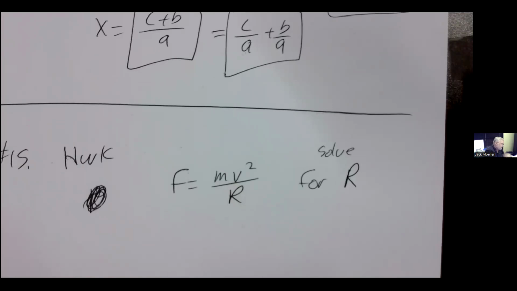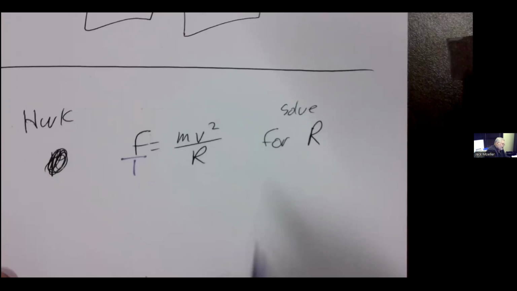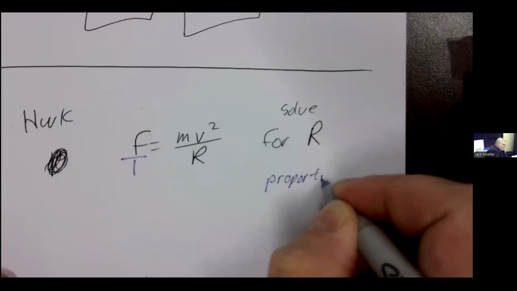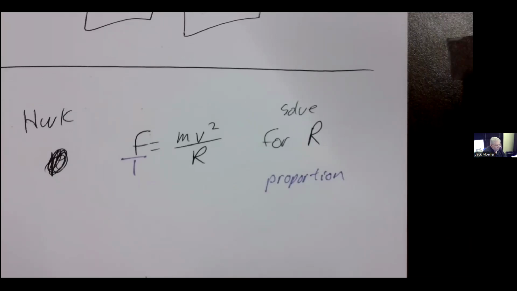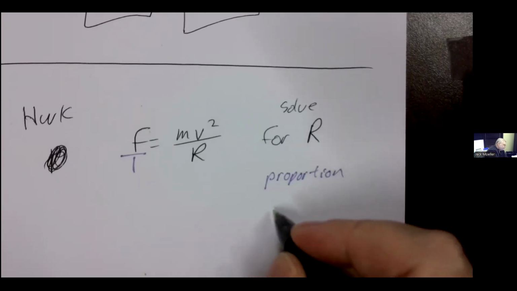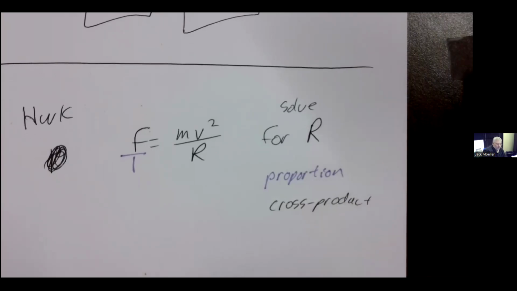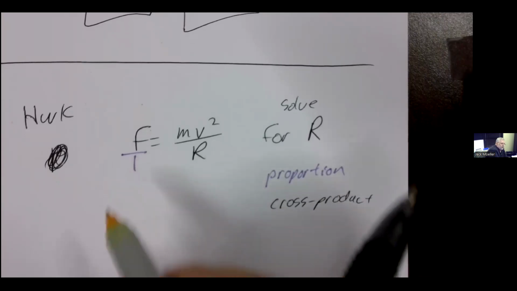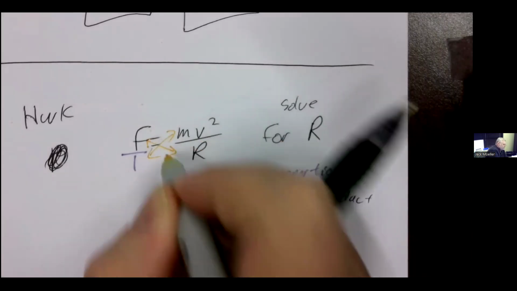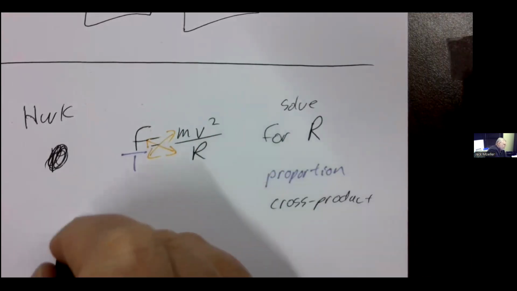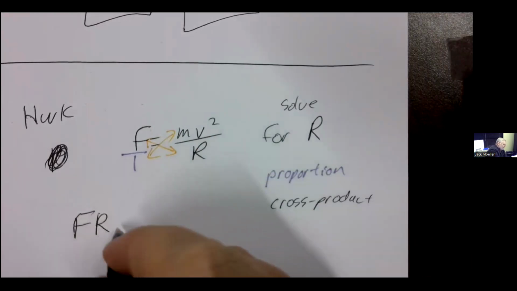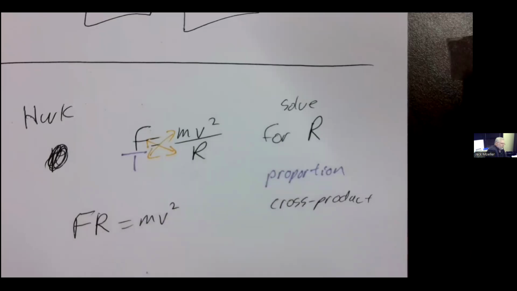Here's, I think, the key on this one. We have a fraction on this side, put that over 1. So now we have a fraction equals a fraction. If you see that, now we have a proportion. And how do we solve proportions? What's the first step? The cross product. So for the cross product, now that this is a fraction over 1, multiply those and those. We have f times r equals 1 times m v squared.